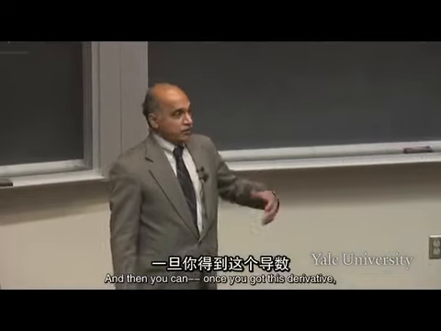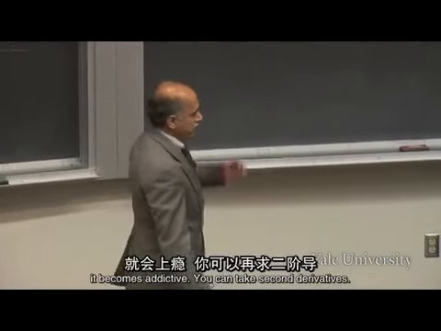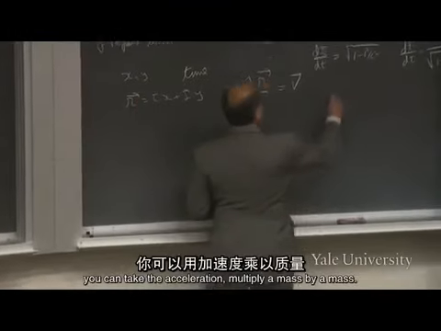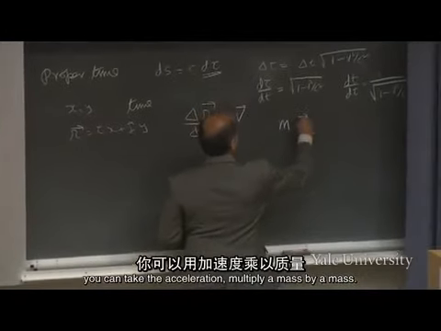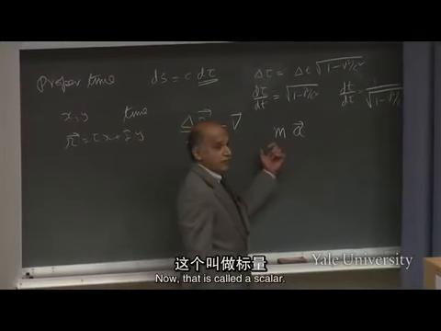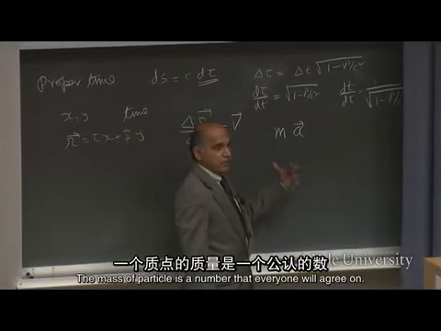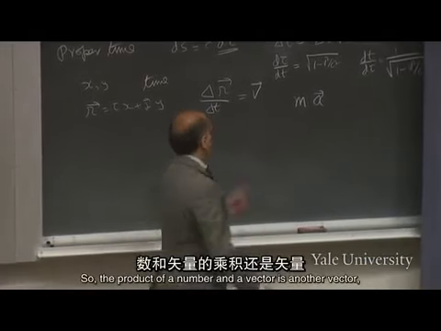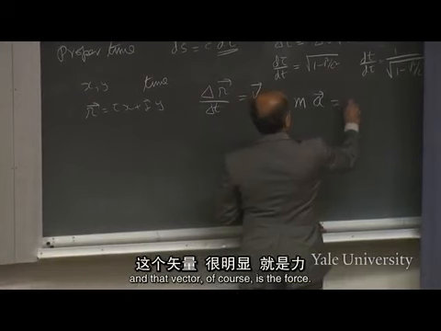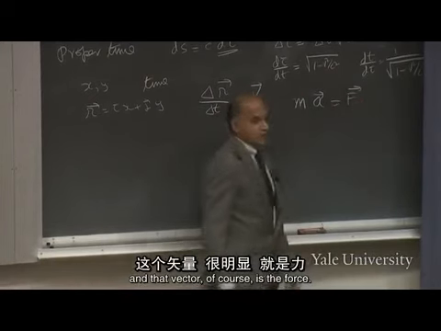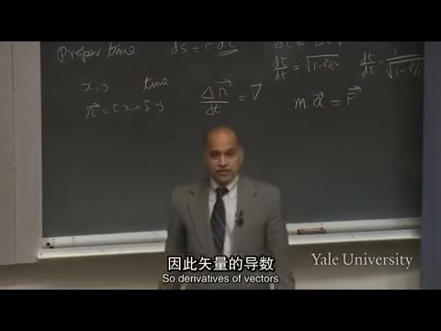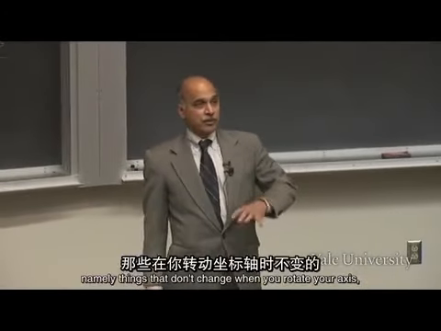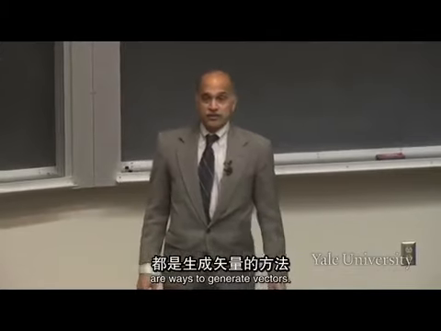And then once you've got this derivative, it becomes additive. You can take second derivatives, and as you said, you can have acceleration. Then you can take the acceleration and multiply by a mass. Now that is called a scalar. The mass of a particle is a number that everyone will agree on. It has no direction. So the product of a number and a vector is another vector, and that vector, of course, is the force. So derivatives of vectors and multiples of vectors by scalars, namely things that don't change when you rotate your axis, are ways to generate vectors.